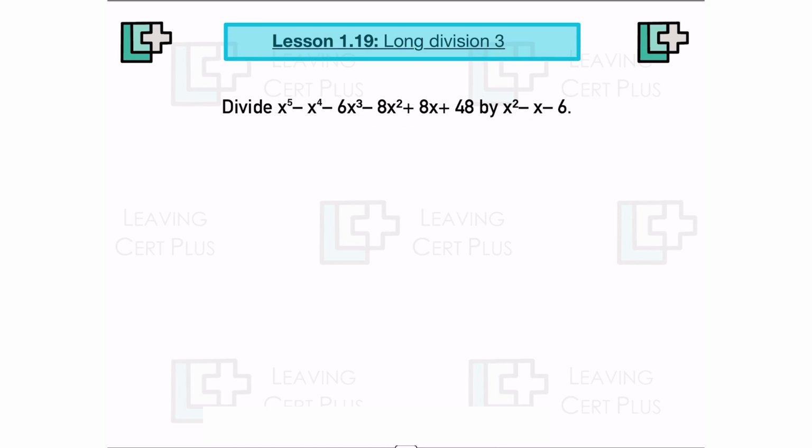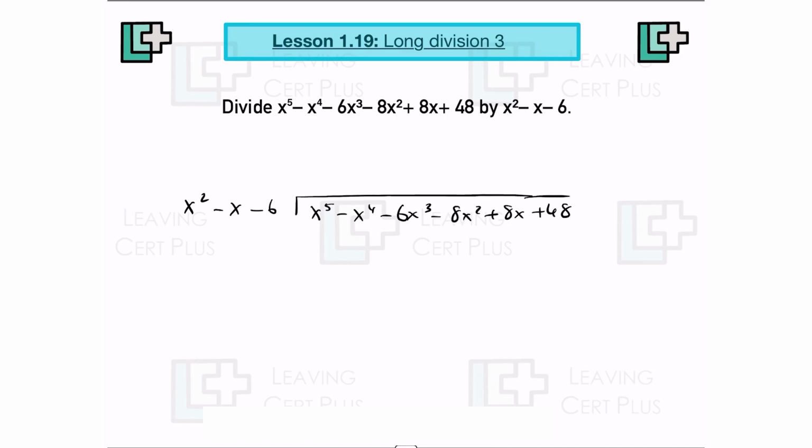So setting up your division, you've got your x squared on the outside, your smaller expression. On the inside we have x to the power 5 minus x to the power 4 minus 6x cubed minus 8x squared plus 8x plus 48. So let's follow the regular steps we always have done. So that's x squared. What do we need to multiply that by to get x to the power 5? The answer is x cubed.